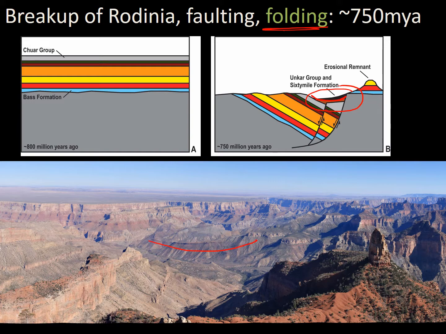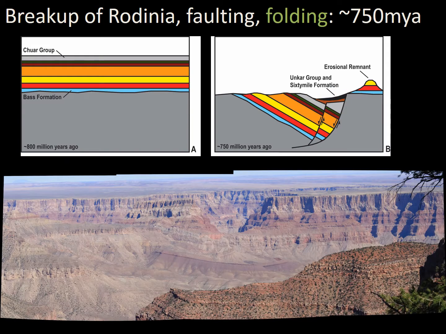It's called the Chuar syncline because it formed in the Chuar sediments, and it's a very gentle syncline, but it's pretty obvious from many points along both the north and the south rim. Here's a bit more up-close look at the Chuar syncline, where you can see these sediments have this very gentle U-shape to them. And this occurred during the extensional phase, roughly 750 million years ago.